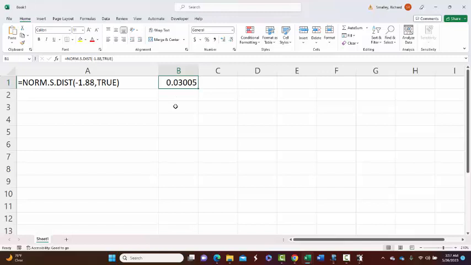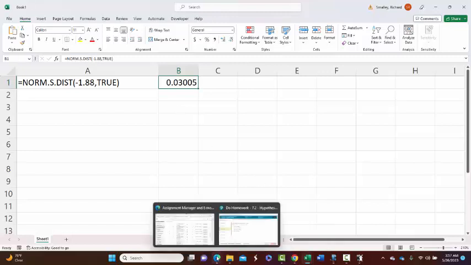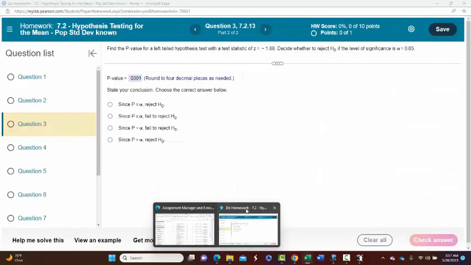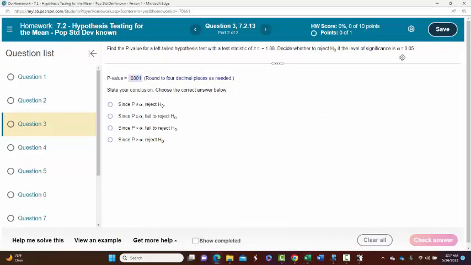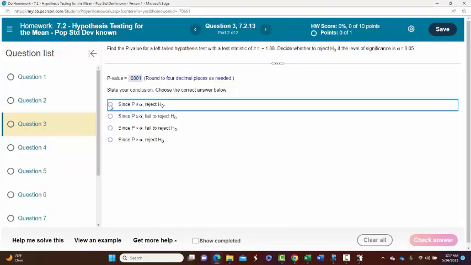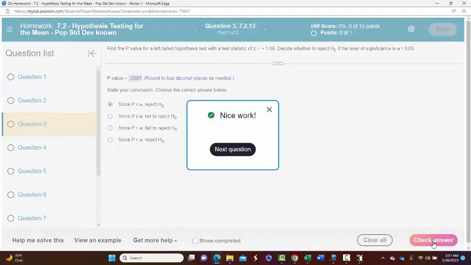You can always go back to that first section in chapter 5, finding area under the normal curve and all that kind of stuff, where we were using this norm.s.dist more back then. So 0.0301 is less than 0.05, and P less than alpha, we reject. Wonderful.